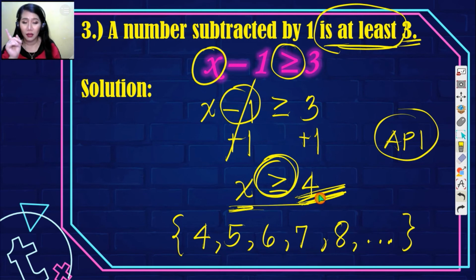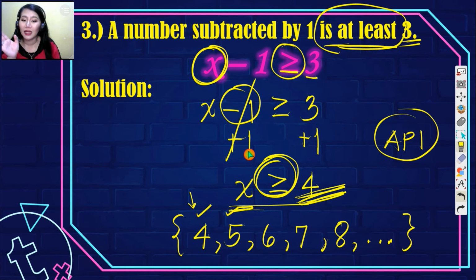So, check natin. Kanina hindi tayo nag-check. But anyways, kahit naman kasi mag-check tayo, we'll still arrive at the same answer. Try nyo tong 4. Okay? 4 minus 1 is 3. Tama? Kung ang x natin ay magiging 4, 4 minus 1 is 3. At ang 3 ay kaparehas pa rin naman ni 3. So, tama tayo dito. Okay?